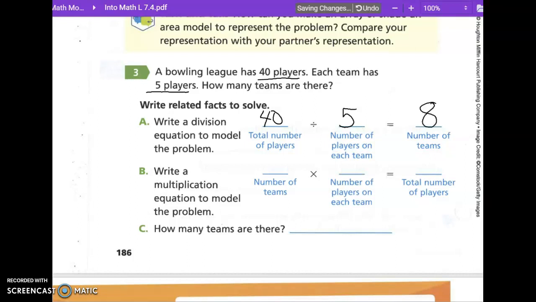teams. Now we want to write a multiplication. Who can help me with that? Jalen, what are we going to write? 8 times 5 equals 40. Very good. So how many teams are there? 8 teams.